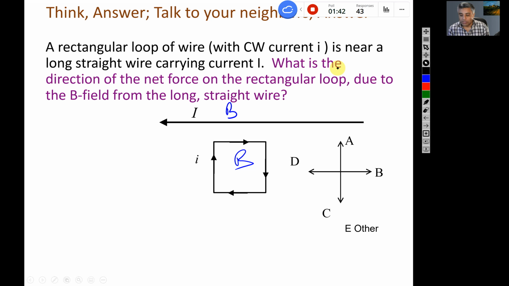Oh, forgot to warn. 20 more seconds, folks. And 5 more seconds. 5, 4, 3, 2, 1, and it stops. Okay.